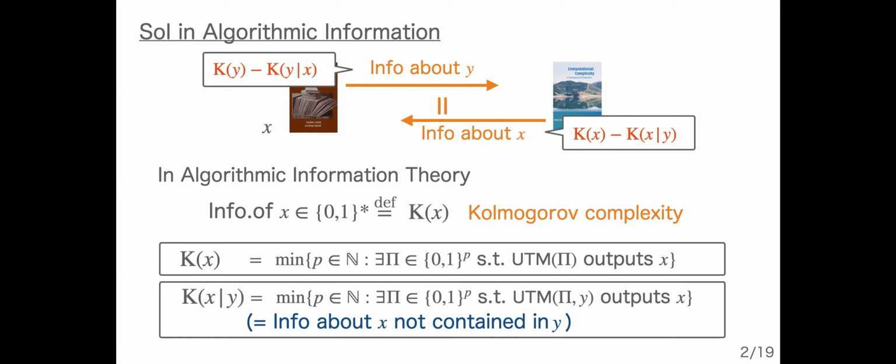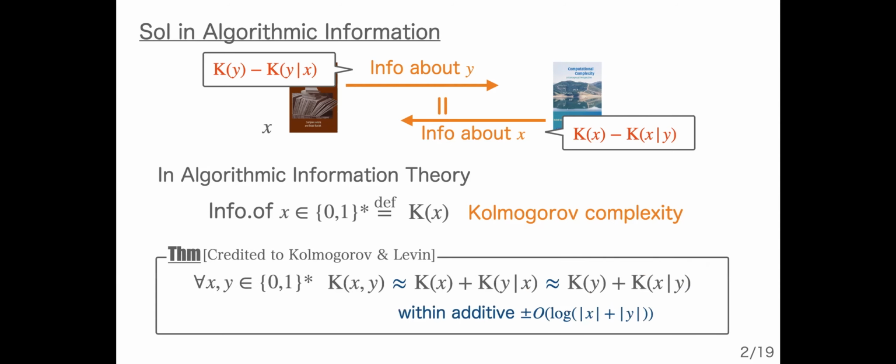By arranging the equation, symmetry of information in algorithmic information theory is often stated like this equation. And this was proved by Kolmogorov and Levin, and it is one of the most basic properties of Kolmogorov complexity.